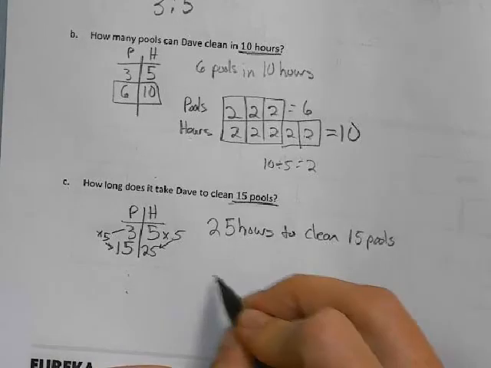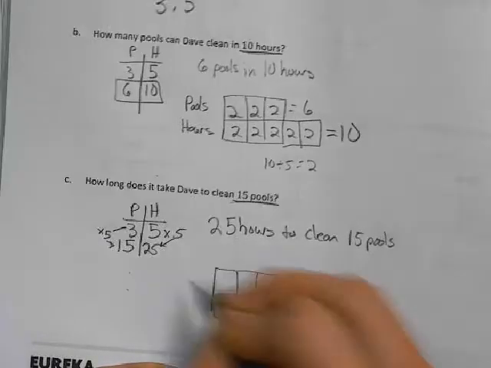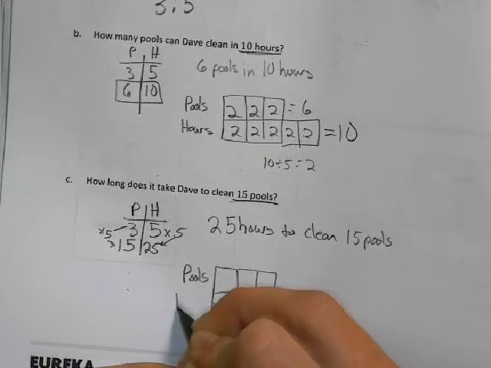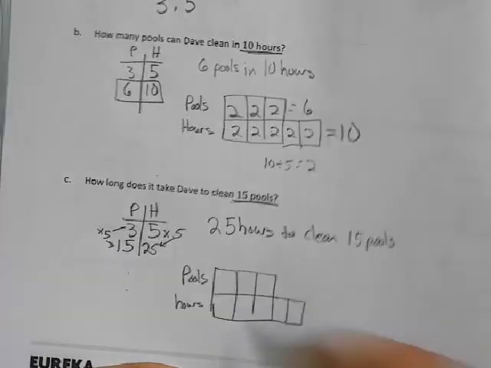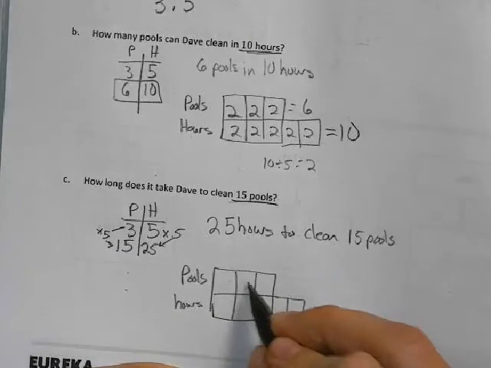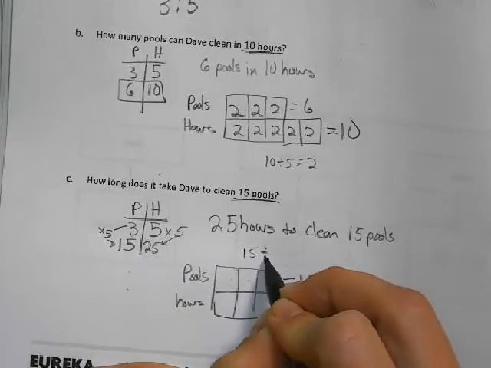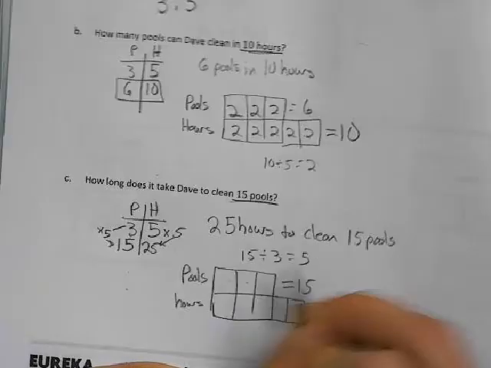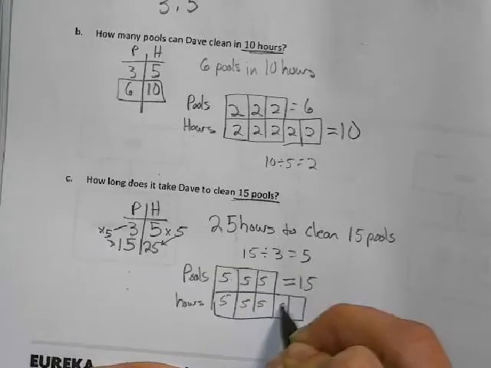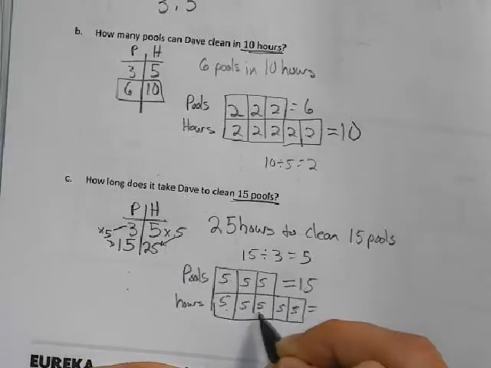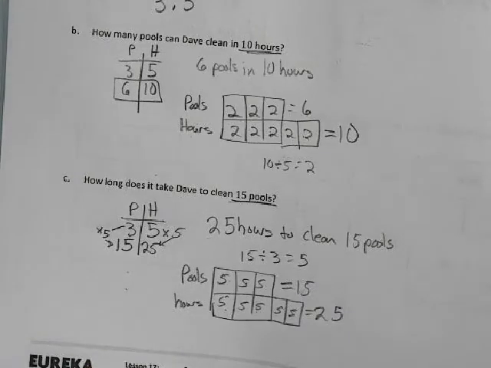If you want to do the tape diagram, draw the same tape diagram. Pools, hours. Make sure you have the correct ratio. And this is 15 pools, which means these 3 have to equal 15. So I take my 15 divided by my number of boxes, which tells me every box is worth 5. Put my 5 in each box. That's 5, 10, 15, 20, 25, which gives me the 25 hours to clean 15 pools.